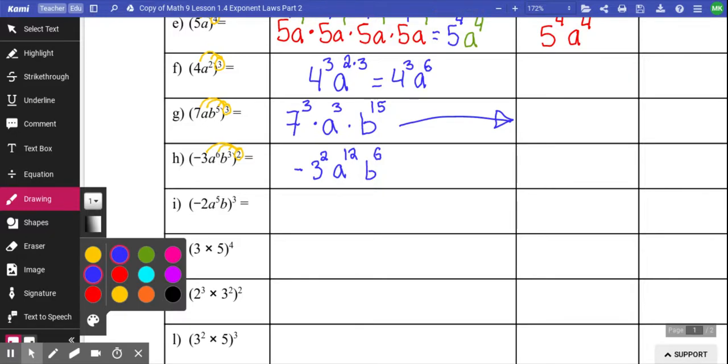You did 3 times 2. Yeah, so you've got to remember there's an invisible 1 on the exponent.